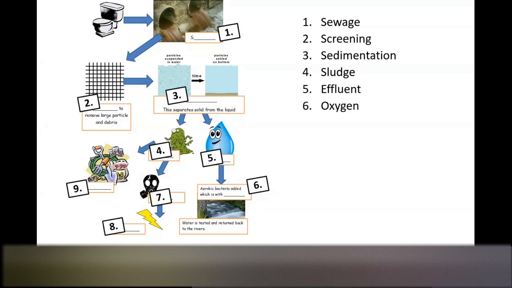So to the effluent, we added aerobic bacteria. Well done, Novella, first person. So to the sludge, we add anaerobic bacteria, okay? Anaerobic bacteria, without oxygen. So what is number 7, 8, and 9? Tell me, guys, 7, 8, and 9. What's 7, 8, and 9? Write all of them in the chat. 7, 8, and 9.